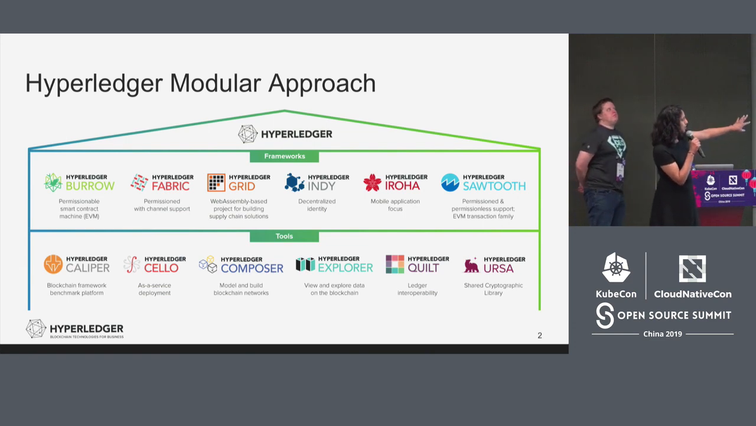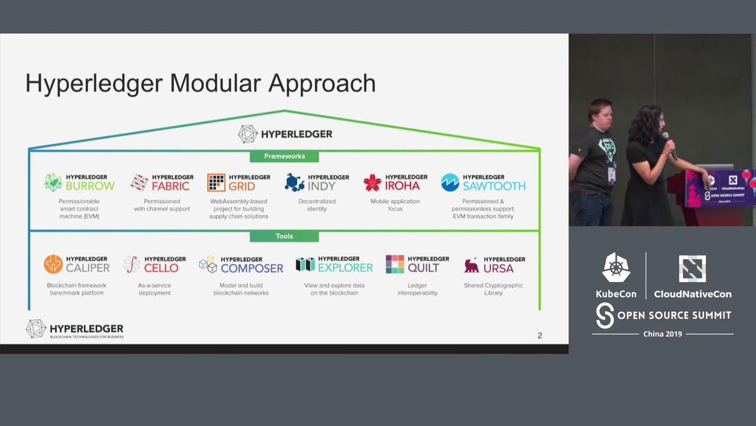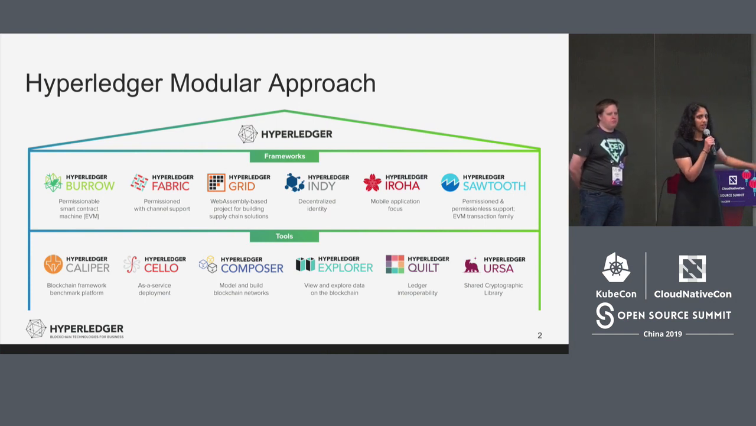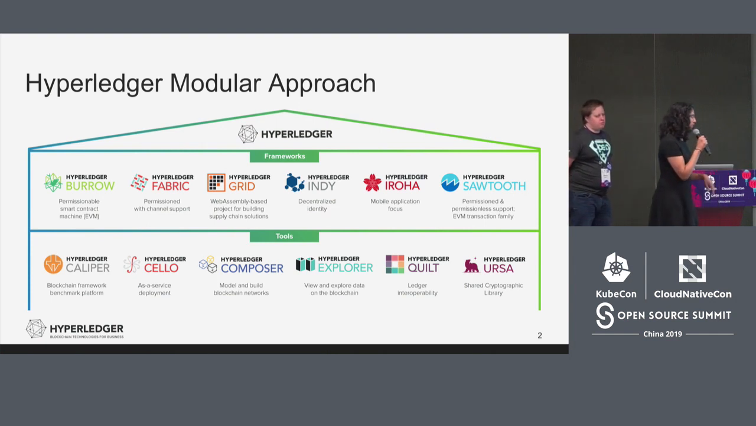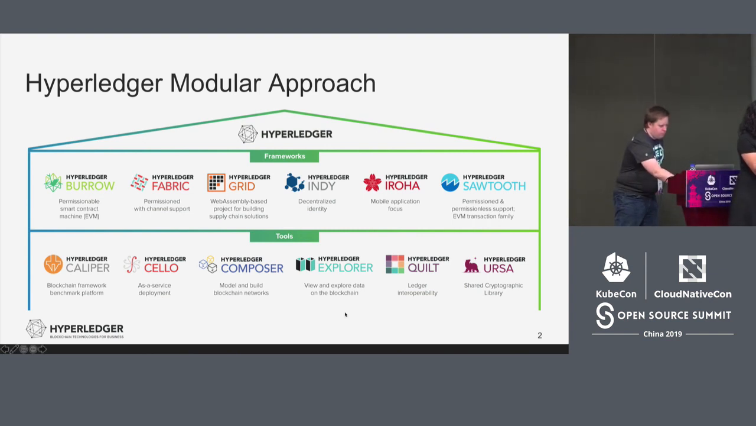There are frameworks up there, which have different things that make them unique and what you can use them for, and then you have tools for things like how do you deploy, like Cello, or how do you see the blocks. I'm not going to go through all the projects because of time, but I believe 2 more projects have been added since this graphic was created. And the one we're going to talk about is the first top row, second from the left, Hyperledger Fabric.